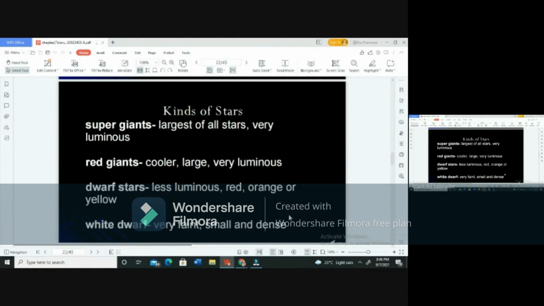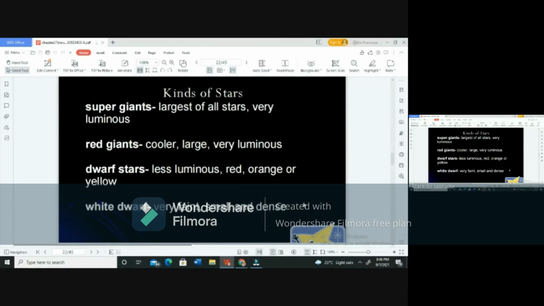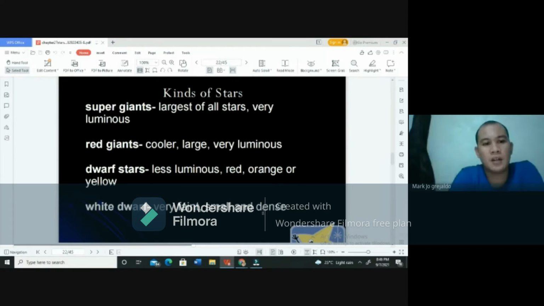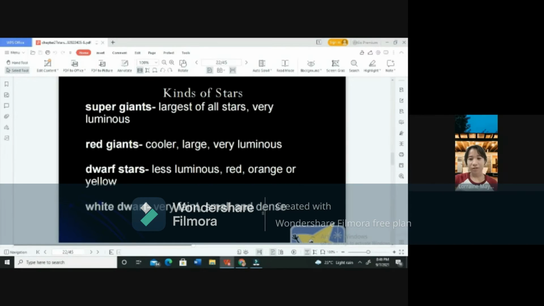Okay. So what are the kinds of stars? We have here supergiant stars, meaning those are the largest of all stars, and they're very luminous. The red giants are cooler, large, and very luminous, while the dwarf stars are less luminous, red, orange, or yellow, and the white dwarf is very faint, small, and dense. Now, tatanungin ko kayo, anong kind ng star si Sun? Saan siya na-belong? Dwarf stars.